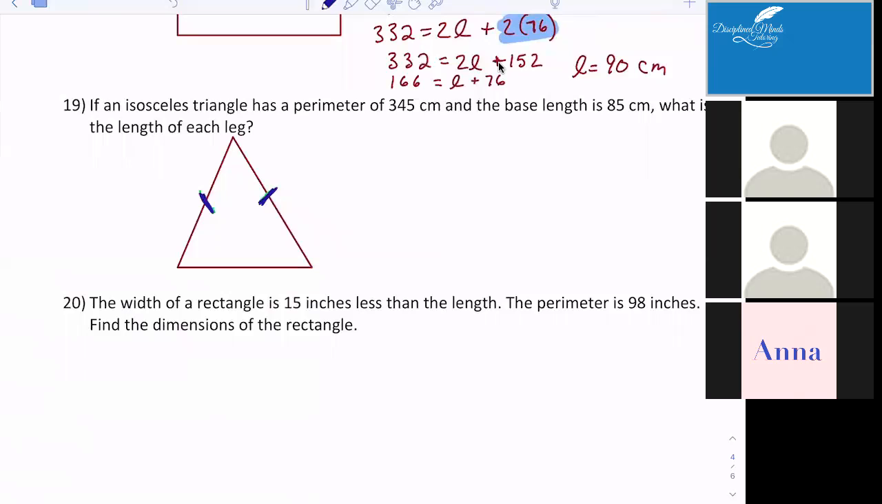Yeah. Now, it says the perimeter is 345, so I'm going to put P equals 345. You might not remember this, but this is called the base, and these two are called the legs. The two legs are what's equal. The base is the non-equal side. It says the base is 85. Do you have any idea what the leg is? Wouldn't that be X? That is correct.